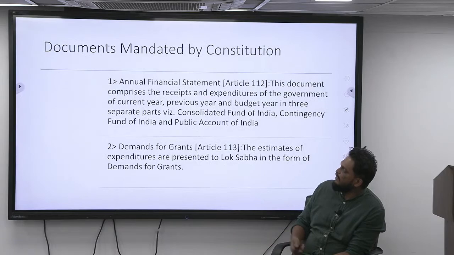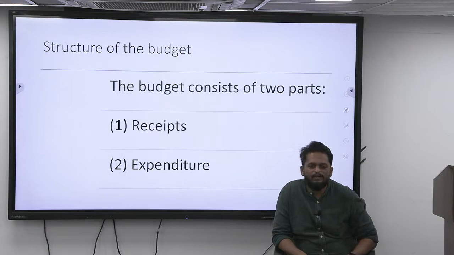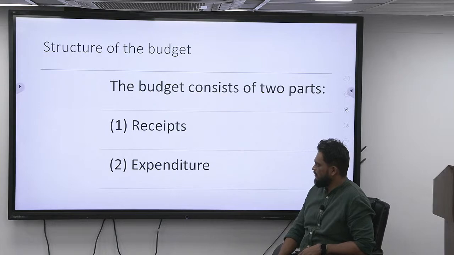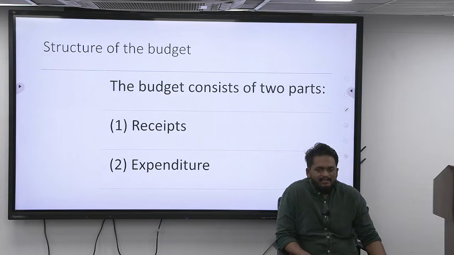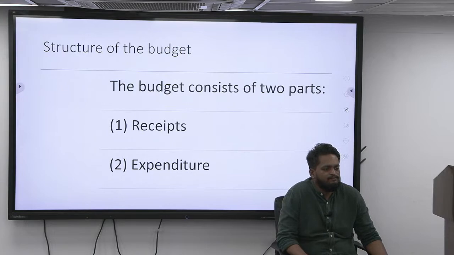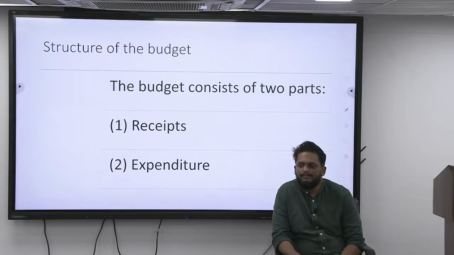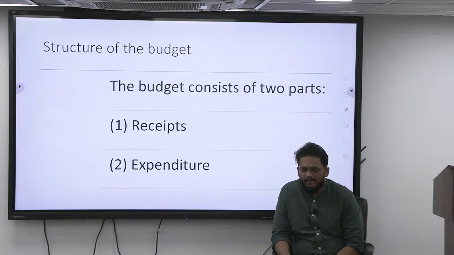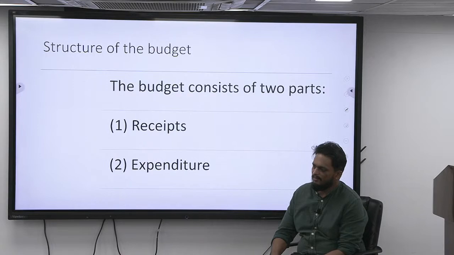So these are documents mandated by the Constitution. Four documents are mandatory according to the Constitution. They have to present all these documents in Parliament. Then the structure of the budget. In the budget there are 2 parts, receipts and expenditure. Very simple. Receipts means what? Government receives revenue, that is why it is called receipt. Receipt means receiving. Government has received something, that is why it is called receipt. Expenditure means government is spending. If it is spending money, it is called expenditure. Receiving money is called receipts.